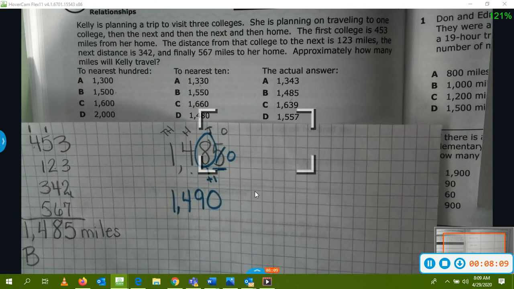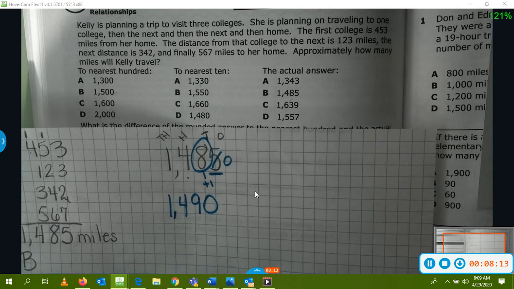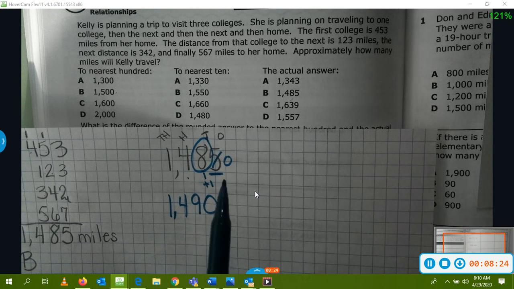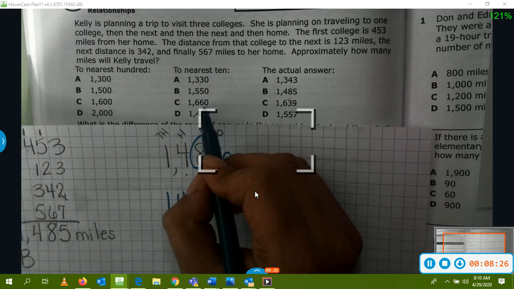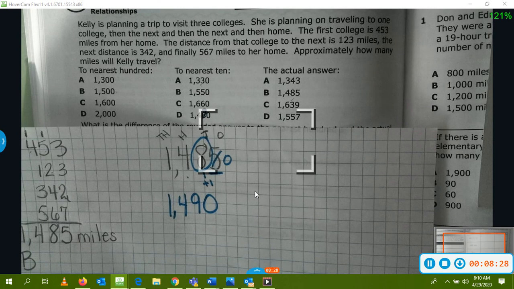I know you did. All right, so our answer to round to the nearest 10, tens place will be, why do you have 14? Well, it's supposed to be 1490. So we're going to mark this out and we're going to put a 9. So your answer is D.